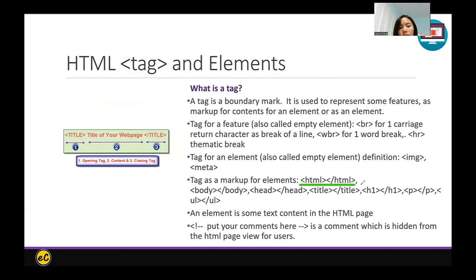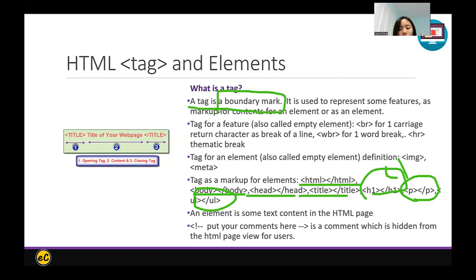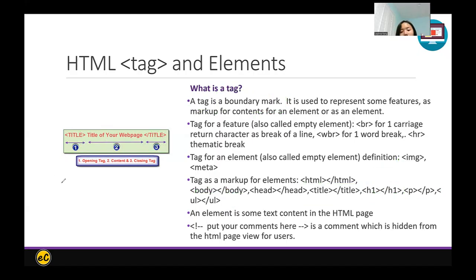So there are several types of tags. HTML tag is one tag, body tag, head tag, title tag. Now today we are going to talk about the H1 tag, P tag, UL tag. Today we are going to talk about these different tags. But before we talk about different tags, you need to know a tag is a boundary mark. Okay, so the boundary of the title is from here to here. It's called a boundary mark. So tag. Any questions so far?